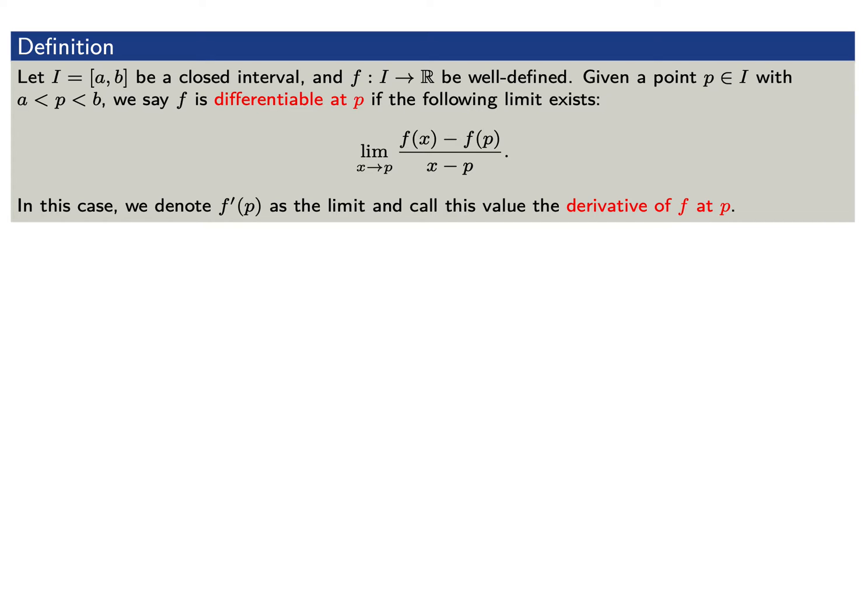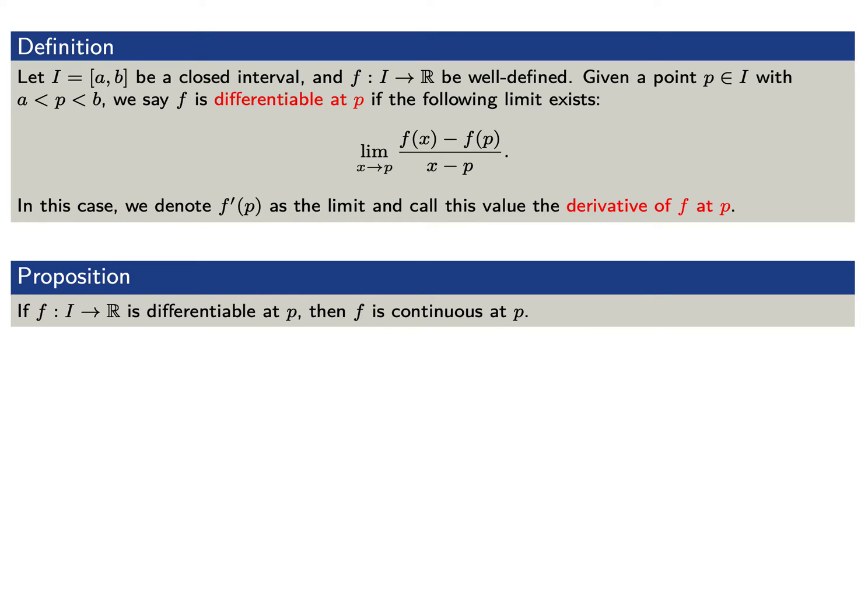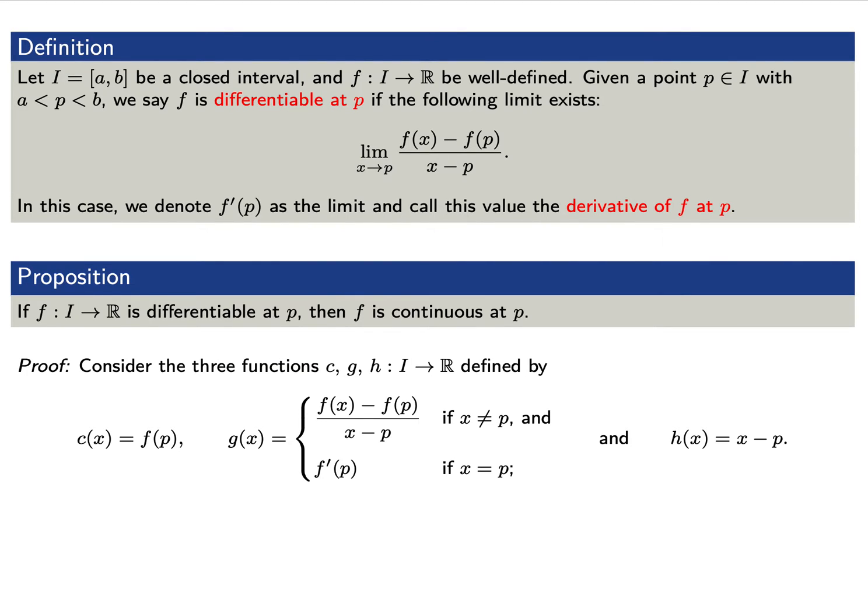In this case, we'll denote f prime of p as the limit and call this value the derivative of f at p. Here's our first big proposition. If f is differentiable at p, then f is continuous at p. We'll go ahead and present the proof.